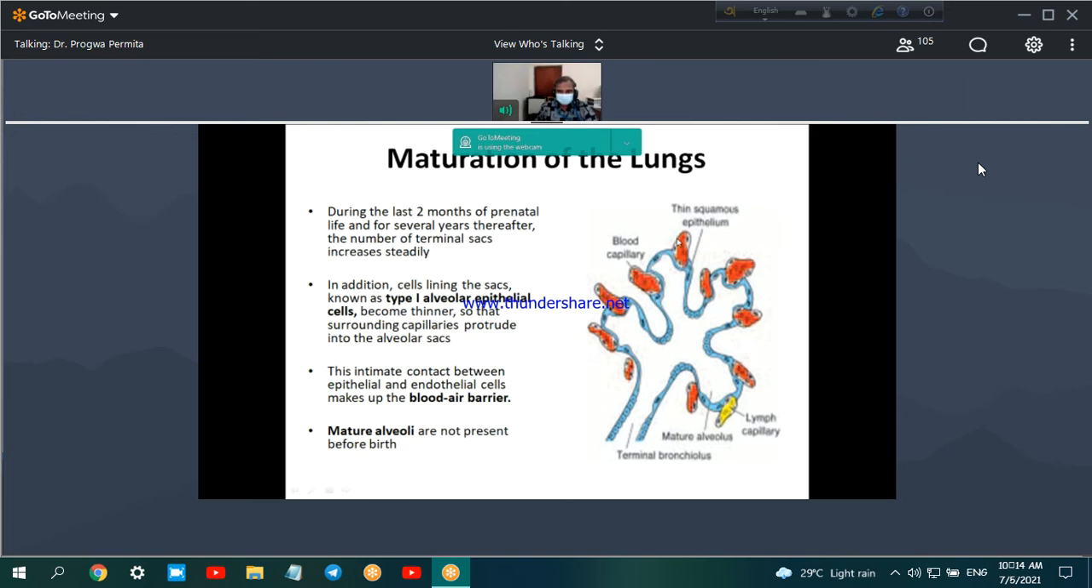Surrounding capillaries will be here; the capillaries protrude into the alveolar sac. This intimate contact between epithelial and endothelial cells makes up the blood-air barrier. Here, the blood-air barrier is formed. Mature alveoli are not present before birth.